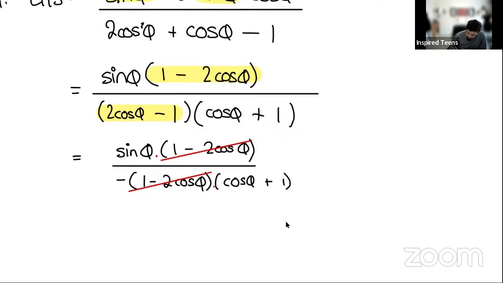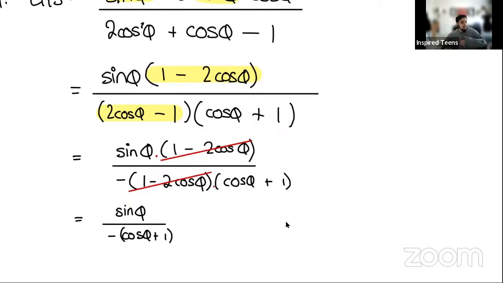So now I can simplify. This is equal to sine theta divided by, I'm left with negative 1 at the bottom, cos theta plus 1. Now, I'm very close to the answer, and you should also pay careful attention.